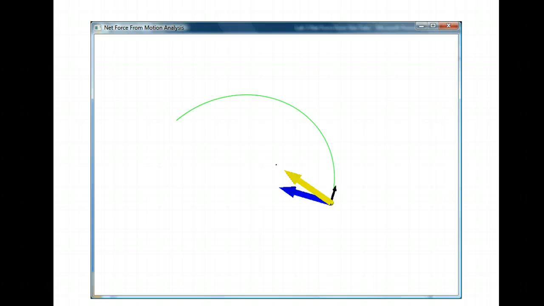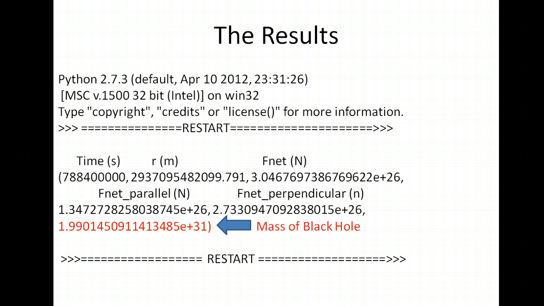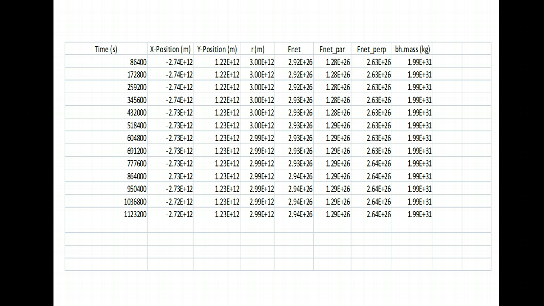The yellow arrow shows the net force, the blue arrow is the perpendicular component, and the black arrow is the parallel component. The net force always points towards the origin, allowing us to deduce that the F net is produced by the gravitational attraction of the black hole. It is interacting with our system, the star. We then calculate the mass of the black hole using Newton's law of gravitation, and the result is 1.99 times 10 to the 31 kilograms.